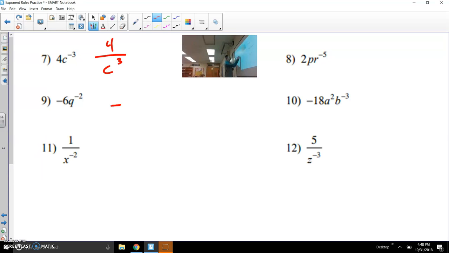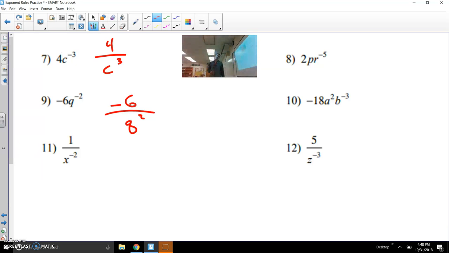Number 9, it's like -6, and I'm dividing by q squared. Okay, so that variable that has a negative power, it's moving down. It doesn't affect the number in front of it though, because technically -6 and 4 are both to the first power. So I don't need to think about moving them.